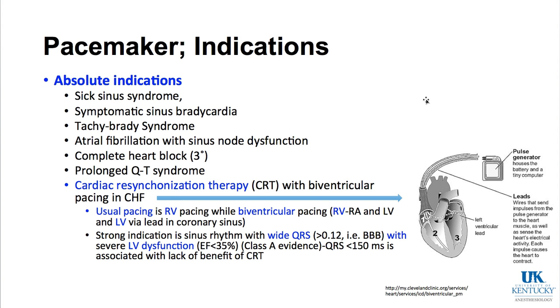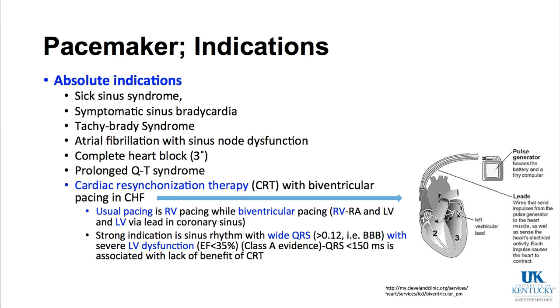Usual pacing is RV pacing, so that's shown in 2 here, while biventricular pacing is not only RV and RA, but also LV via a lead that goes in the coronary sinus and is used to pace the left ventricle. So the slide before, we talked about general pacemakers, just usual ones, where we're pacing the RV and the RA. Biventricular pacers, not only do we do the RV and the RA, but also the LV via a coronary sinus lead.